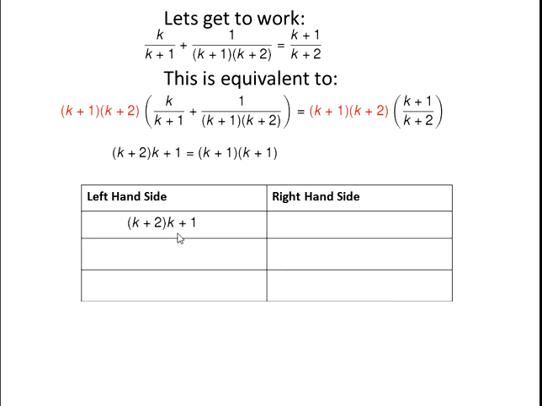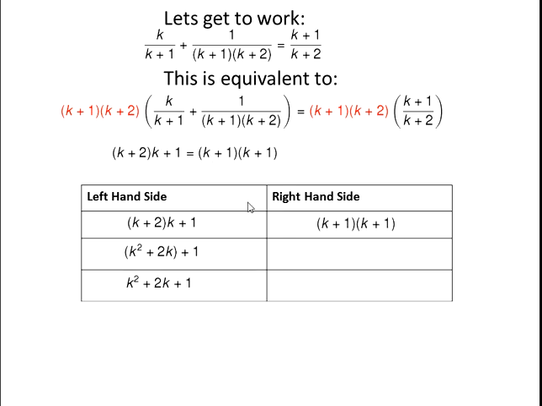Here's the left-hand side. What am I going to do here? Well, to simplify this, I'm going to distribute the k. So k times k is going to give me k squared, and k times 2 is going to give me 2k. This becomes this simply by distributing the k. But now that I've distributed my k, I don't really need the parentheses. So I end up with k squared plus 2k plus 1. That's what my left-hand side simplified to.